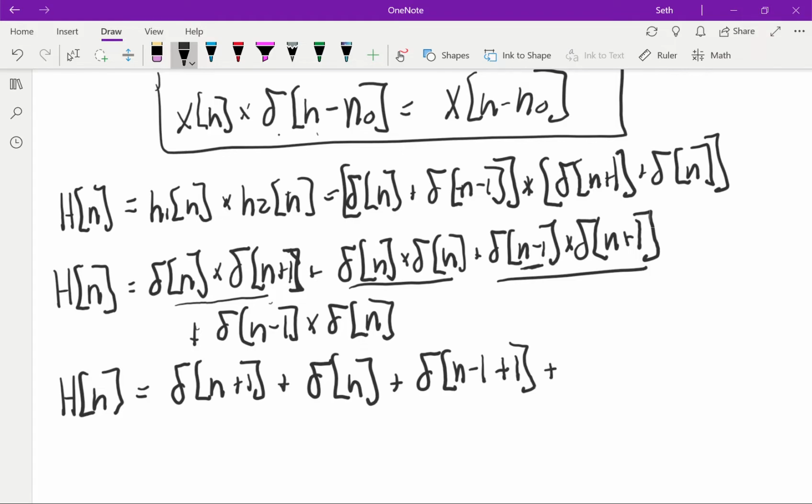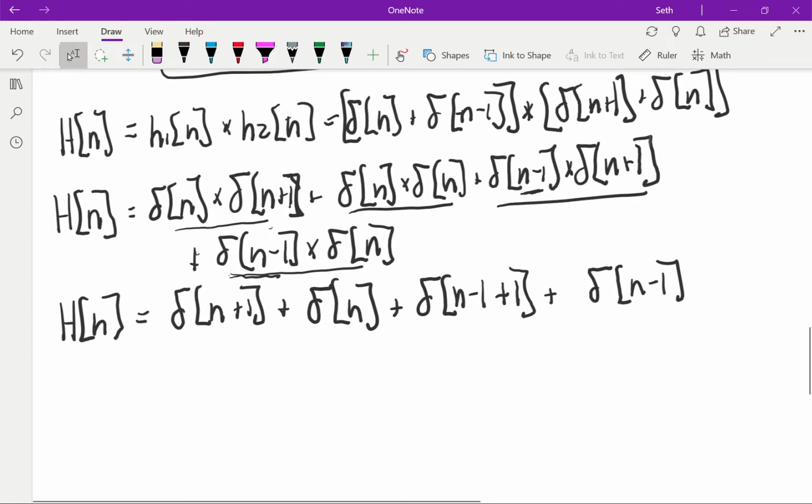So, fourth term. Using the same logic, the fourth term is just going to be delta n minus 1. In this case, the second delta we took to be delta n minus n naught, and the n naught was 0, so we just get x of n, which we took to be delta n minus 1. Okay, so n minus 1 plus 1 is delta n, so this is delta n.